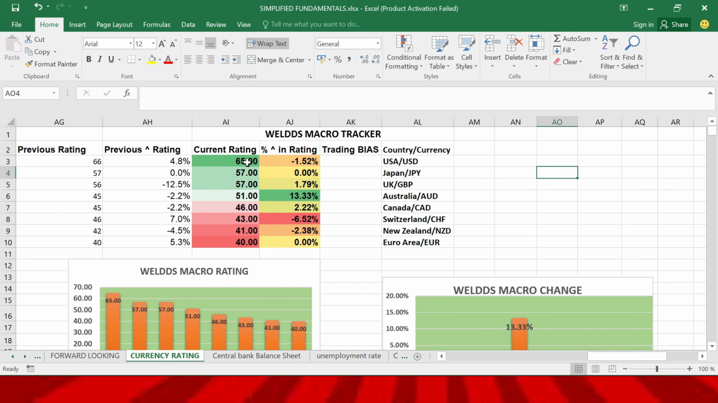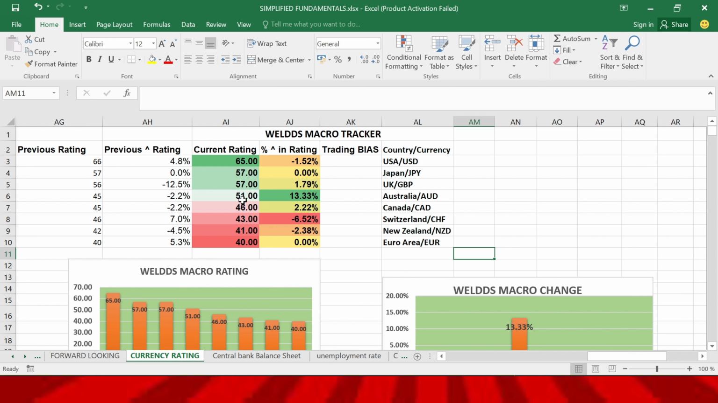So the first currency here is the US dollar. The Google Sheet placed the Japanese yen as the second here, but if you look at it, the United Kingdom, which is the pound, and Japan, their overall rating is around 57. But at the same time, you see that the UK appreciated by 1.79%. So I place the UK as the second strongest economy. Okay, so the strongest economies here are the US and the United Kingdom.